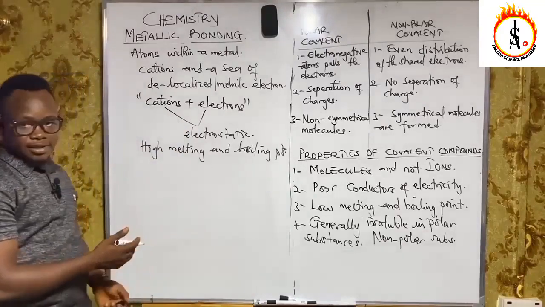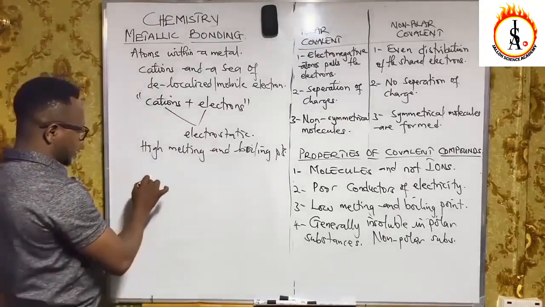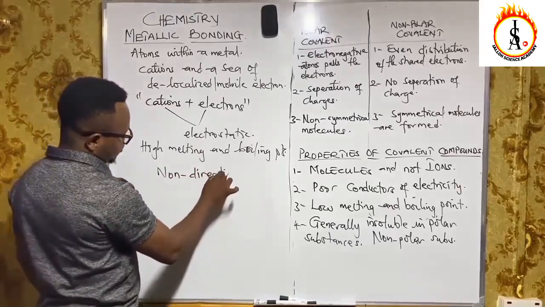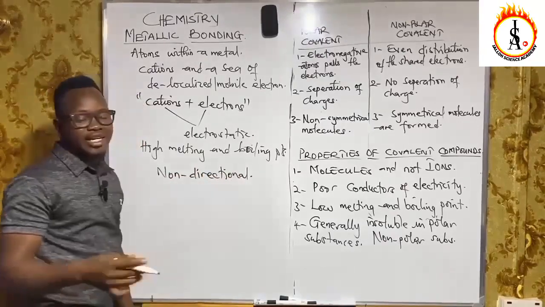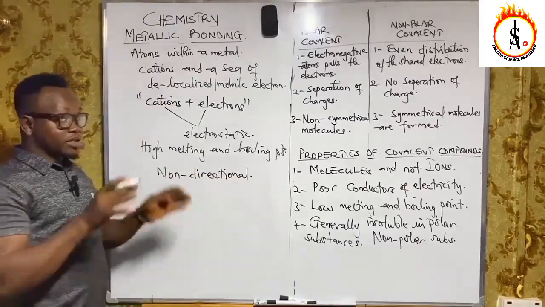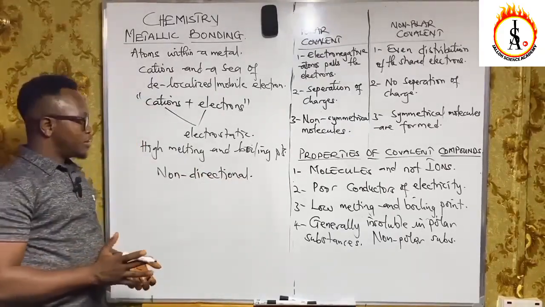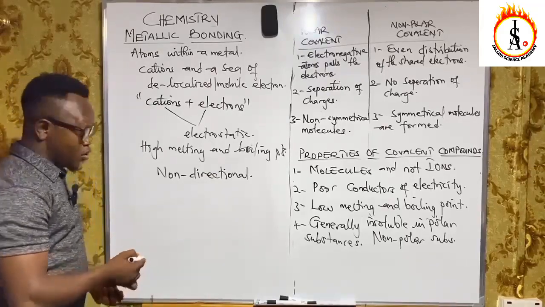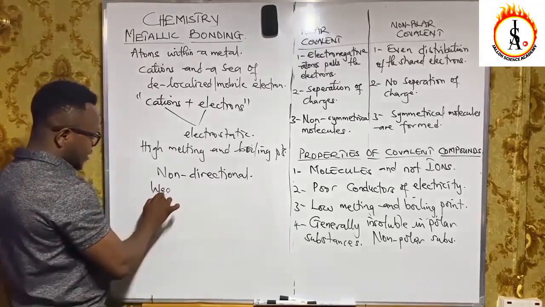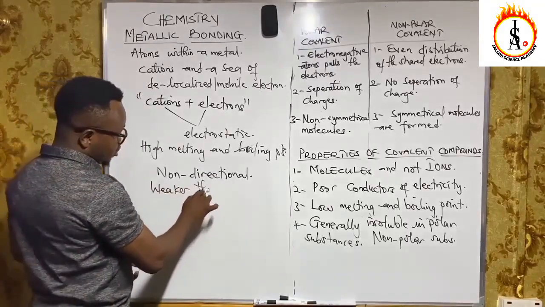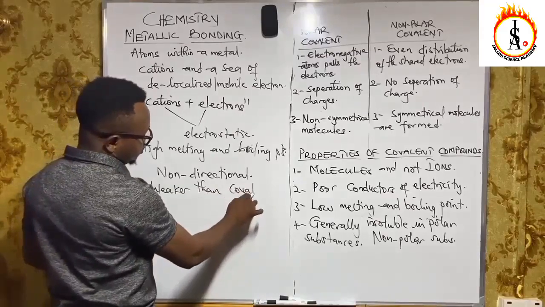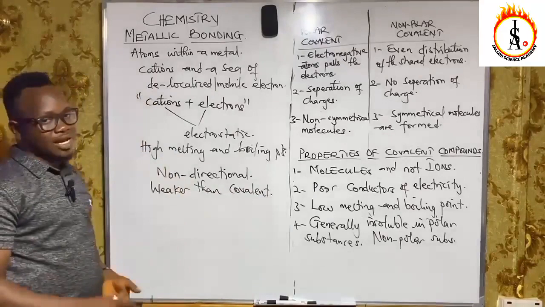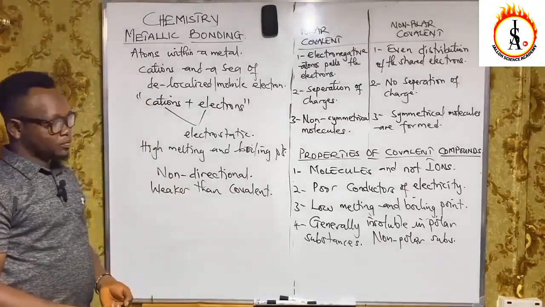And that also means the bond in metals are non-directional. It's a non-directional bond, okay? Because it can bond with any atom around it. And then also that makes the metallic bonds a bit weaker than the covalent bonds. It makes them weaker than the covalent bonds because the bonds are non-directional.